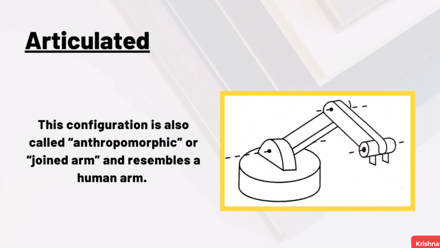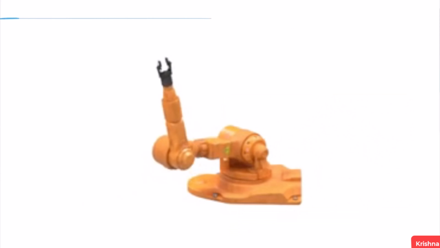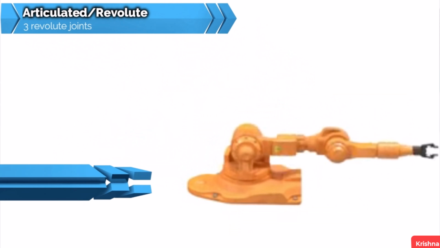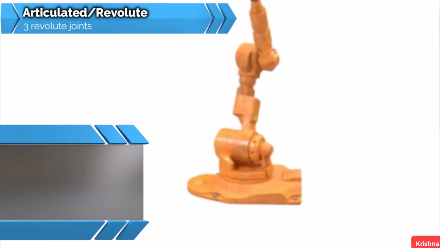And last but not the least, we have articulated or revolute type of configuration. Here we have three revolute joints or three rotary motions. This configuration is also called anthropomorphic or jointed arm, and it resembles a human arm. The base revolves around the vertical axis. The base and arm, that is the shoulder, and another arm, that is the elbow, have rotary joints. This type of configuration is used for spray painting, arc welding, gas welding, material handling in die casting machines, and many more.